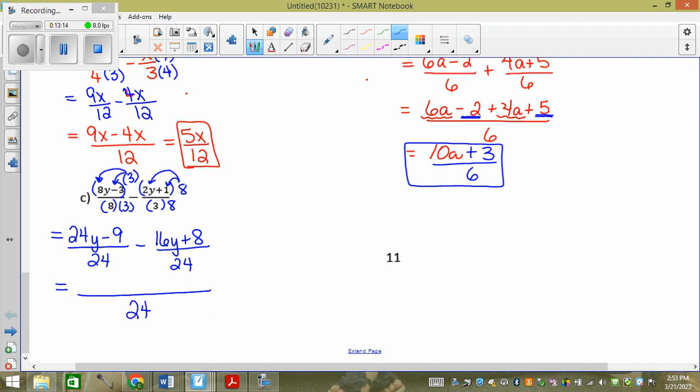So we are going to get 24y minus 9 minus 16y minus 8. We can't forget to do that 8. So then we get 24 yams minus 16 yams. I'm left with 8 yams. And then we have minus 9 flutes, minus 8 flutes. We get negative 17 flutes, and we're left with 8y minus 17.